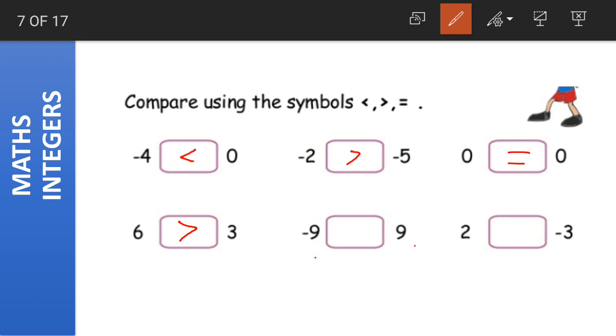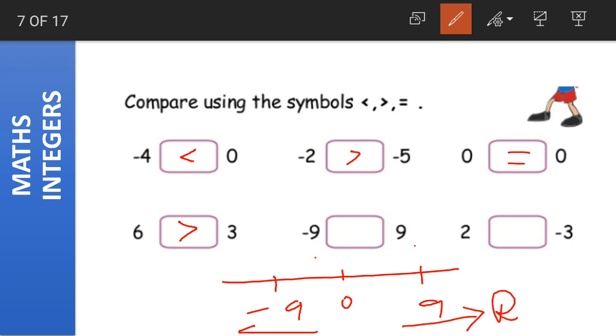-9 and 9. Again, if you look on a number line here, 9 comes here and -9 comes here. Positive 9 is on the right side and negative 9 is on the left side. So, which is the greater number here? The greater number is 9. So, we use this symbol. The mouth is open towards 9, or we can say -9 is less than 9. L for less than. So, this symbol also looks like an L here.